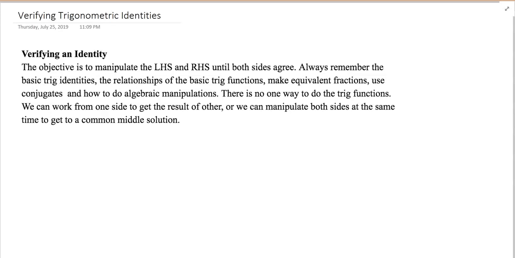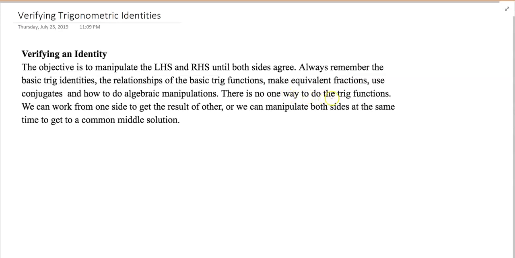Hello everyone, let's talk about verifying trigonometric identities. The objective here is to manipulate the left-hand side and right-hand side of the trig equation until both sides agree. Always remember your basic trigonometric identities, the relationship of the basic trig functions, making equivalent fractions, using conjugates, and how to do algebraic manipulations.